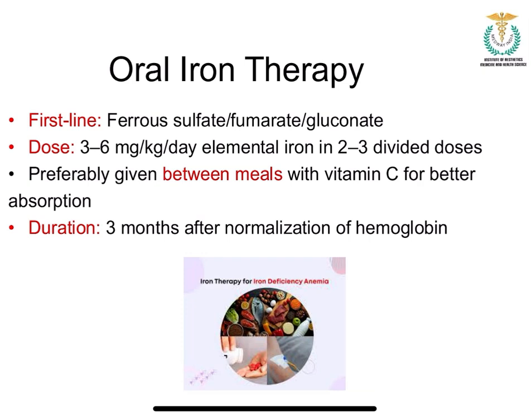And you get syrups very readily. You even get drops for newborns. Preferably given between meals with vitamin C for better absorption. So between the meals, after the child has already taken a meal, give it a rest for around 2 hours and then give iron. Duration: 3 months after normalization of hemoglobin. So you ideally give it for 3 months and then you check hemoglobin if it has risen.